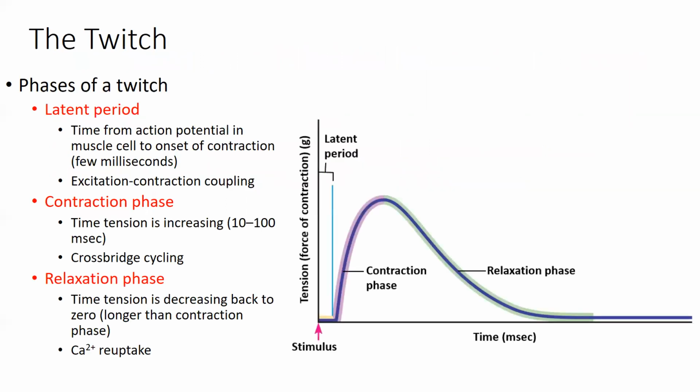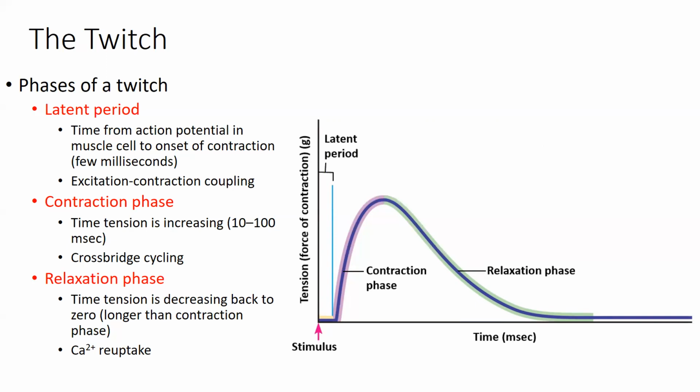Now, when we talk about a twitch, it has several phases or several periods. There are 3 phases to a twitch. And we actually plot those out on this graph. So this graph is representing time, right, on the x-axis, and then the amount of tension or force that's produced by that muscle on the y-axis. Okay? So time versus tension.